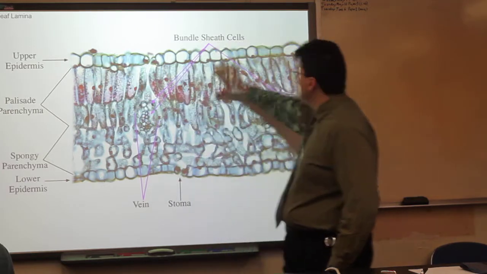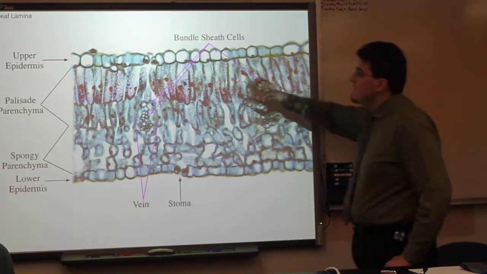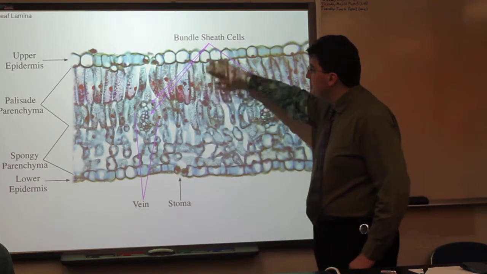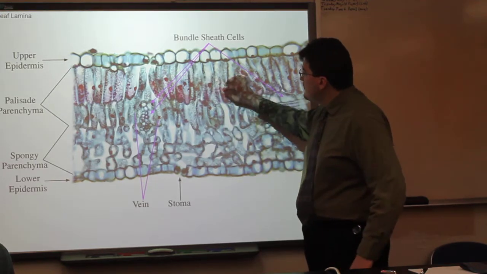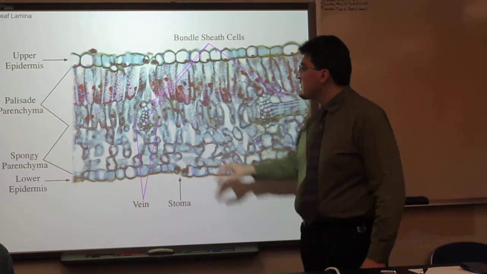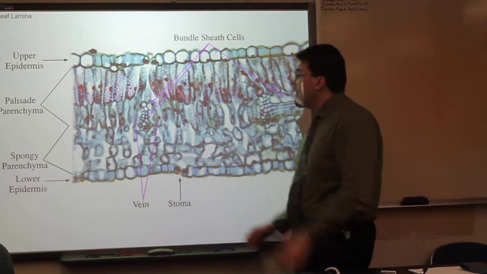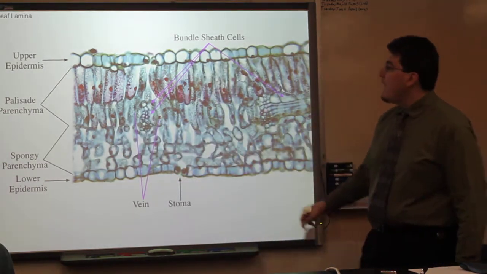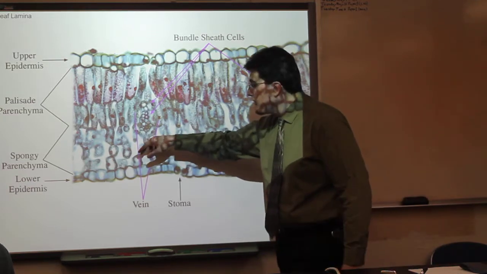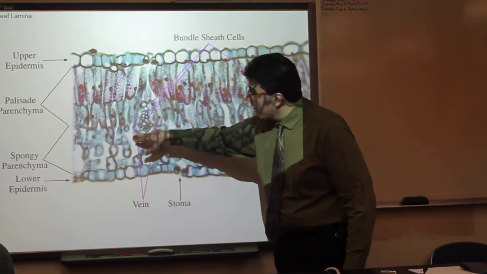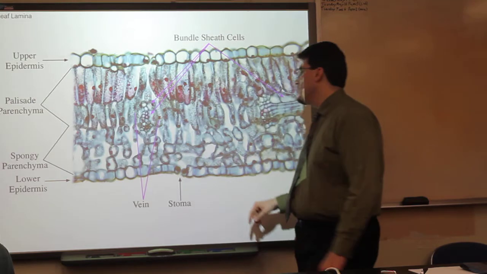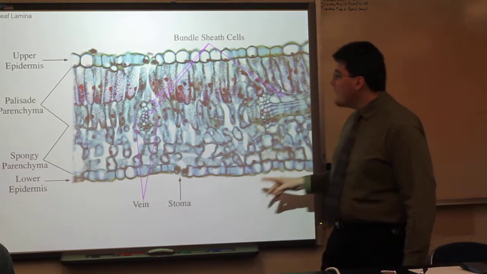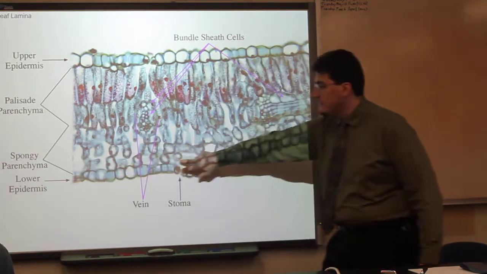We have our palisade mesophyll, these vertical cells with nuclei and chloroplasts within them. We also have our spongy parenchyma down here, and in the spongy parenchyma we also have air spaces mixed within. Now, we also have the lower epidermis.